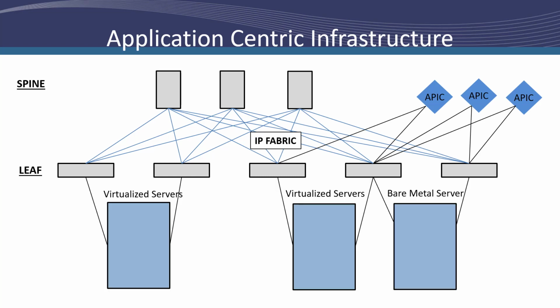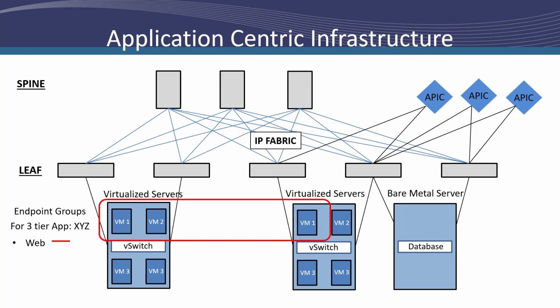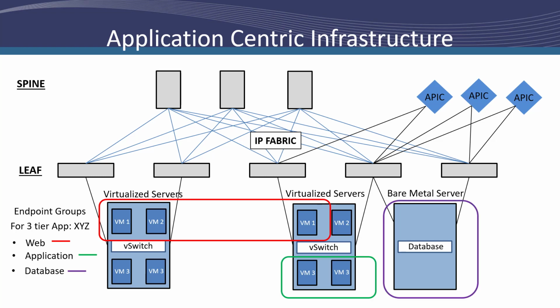For additional redundancy, servers are often dual connected to leaf switches and can either be virtualized or bare metal. For virtualized servers, APIC pushes configuration information to the vSwitch on the hypervisor. Within the APIC GUI, you have the ability to define endpoint groups and associate virtual machines or bare metal servers to those endpoint groups based on their common policy enforcement requirements. In this case, I've defined endpoint groups based on how a 3-tier application traditionally gets deployed. So there are web, application, and database endpoint groups.